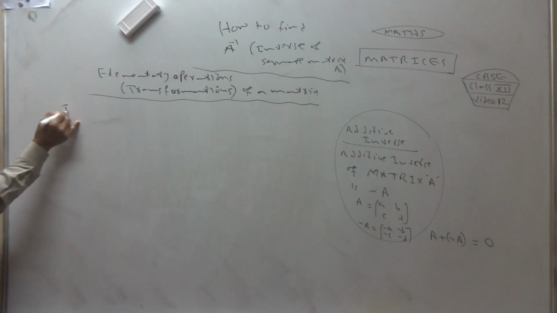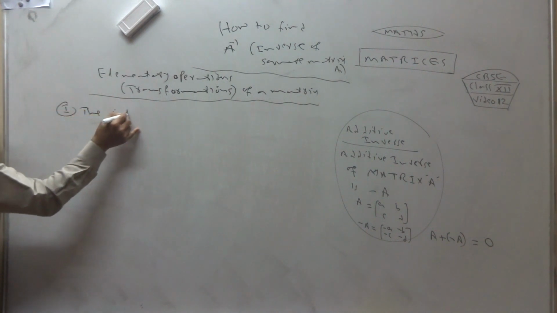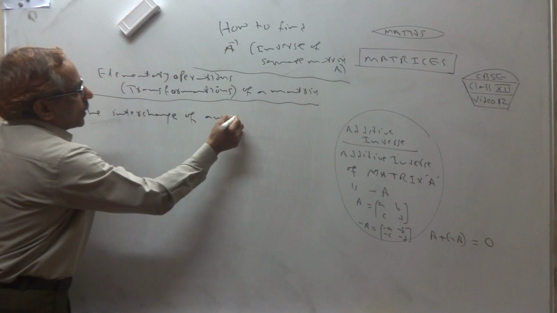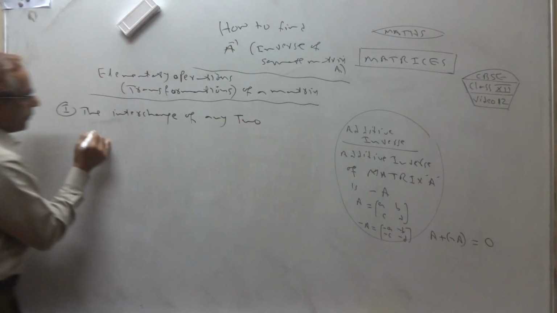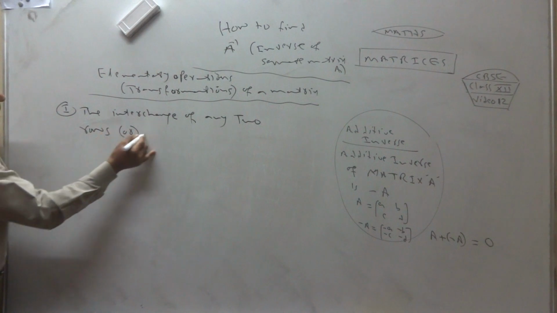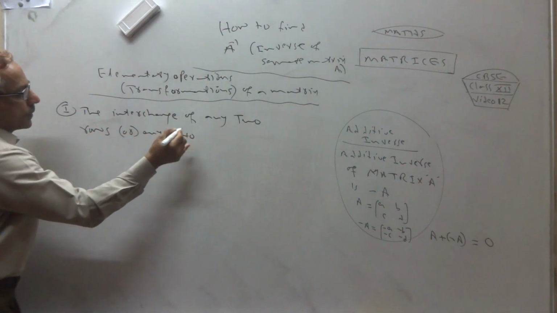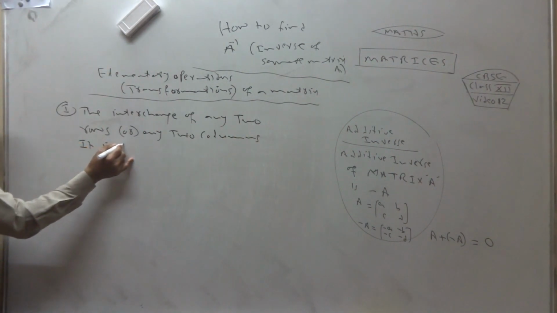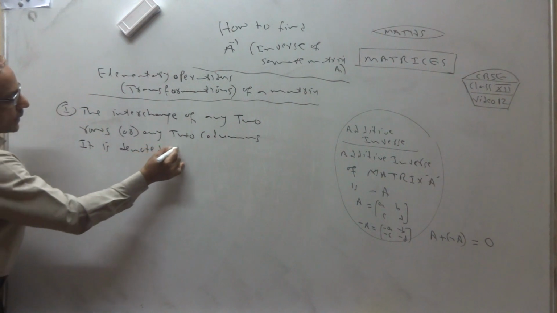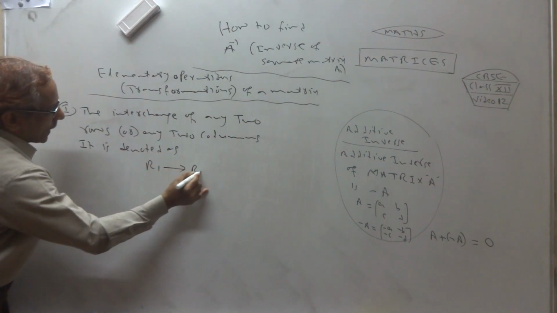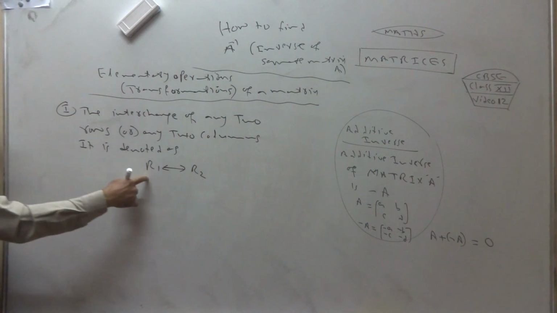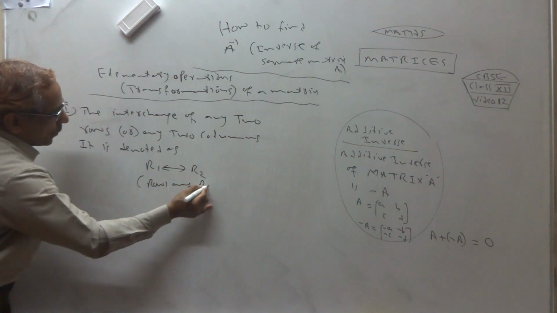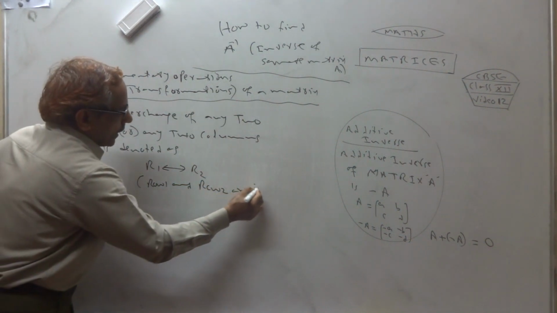So the first is the interchange of any two rows or any two columns. It is denoted like this: R1 and R2 are interchanged. What is the meaning of this? Row 1 and row 2 are interchanged.